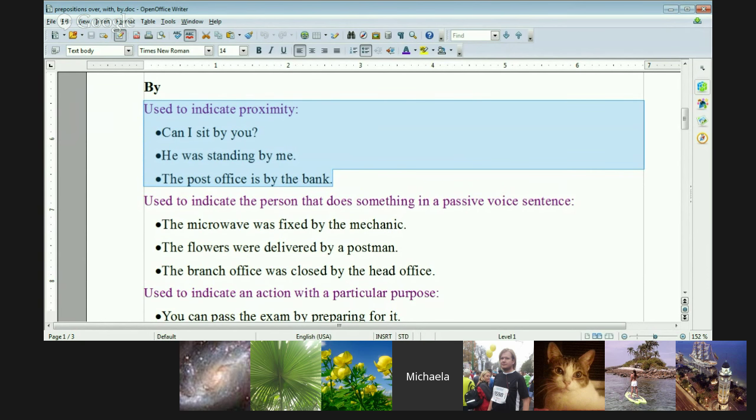Used to indicate proximity. Can I sit by you? He was standing by me. The post office is by the bank. Thanks, Zach. Philip, will you do the next section?